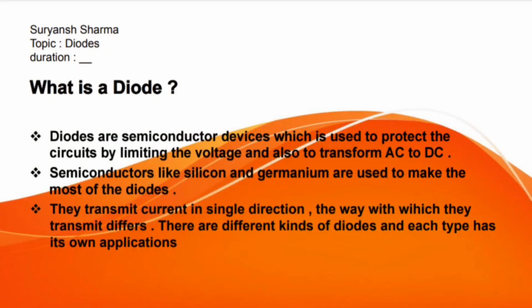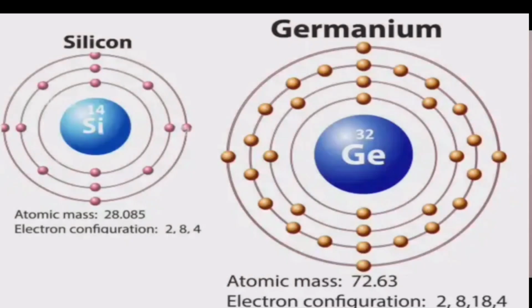Hello everyone, this is Suryan Sharma and my topic is diode. What is a diode? Diodes are semiconductor devices which are used to protect circuits from excess current and voltage by limiting the voltage and also to transform AC to DC. Semiconductors like silicon and germanium are used to make most diodes. They transmit current in a single direction. The way in which they transmit differs.